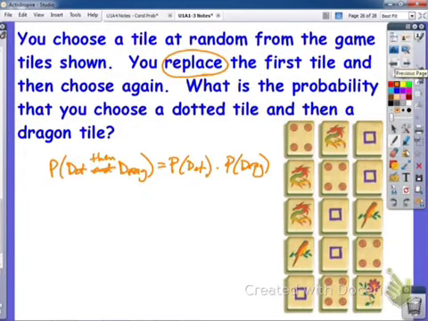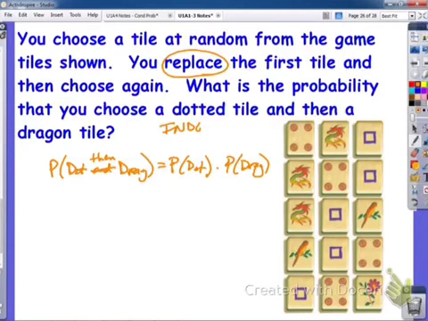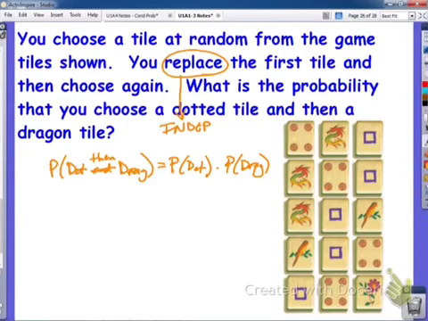So let's go to the very first one. The very first one says we are replacing. In a replacing situation, is this independent or dependent? You say it. Independent. So, what's the probability of selecting a dotted tile? Let me hear from Brian. 4 out of 15. Bingo. 4 out of 15. Very good.